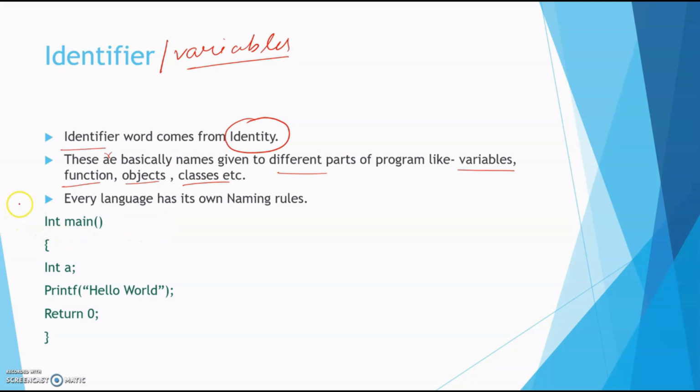Okay, so I am talking about the C language. Here int main is our keyword, right? This is our keyword, this is our variable name, a. Printf is a keyword. Hello world is a string value. Return is also a keyword. So there is only one variable, that is a.